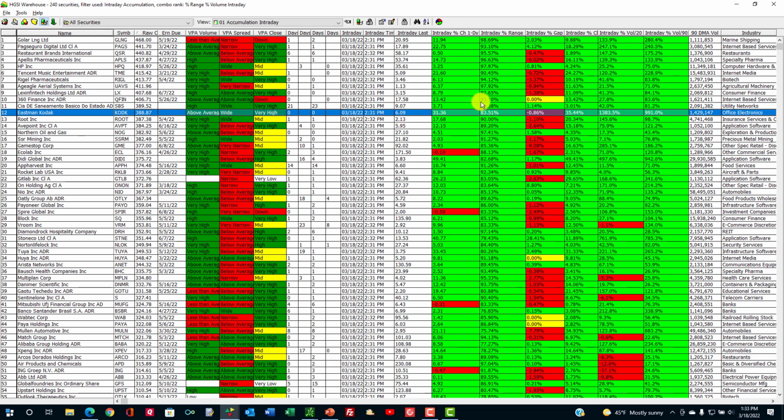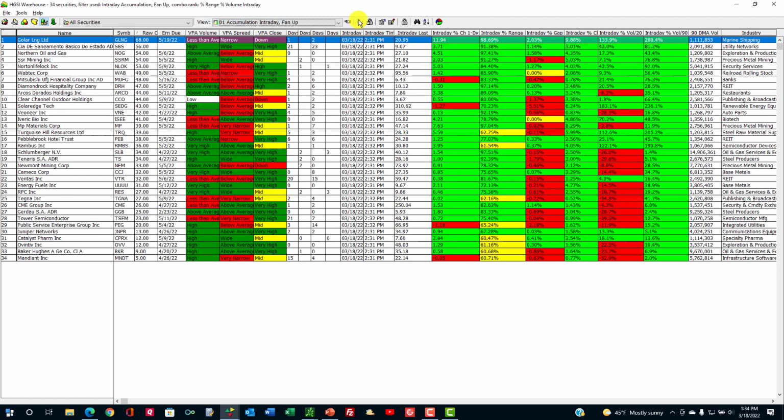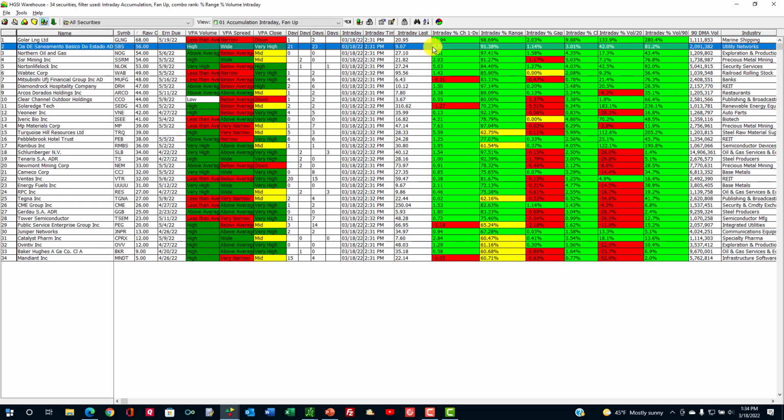Why? Because it was up at the top of the list. Look at this. It's up 31.36%, still trading at 83.51%, almost 1,000% on the volume, and it was trading at 100% of its daily range when I located it. This is a good scan, and I think it's going to be a very good scan. Now these are stocks, all securities, where the fan is up. So if you're looking only for stocks that have a fan up, this is the scan I would use.